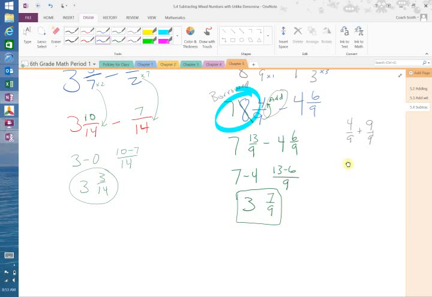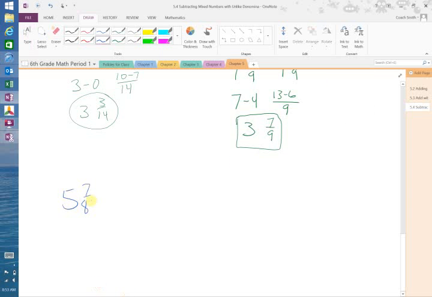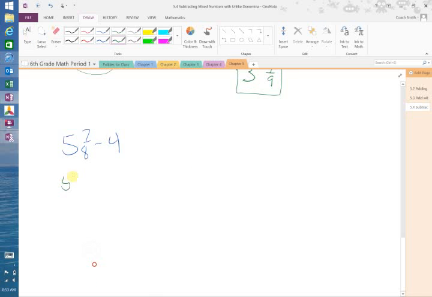This one here, 5 and 7/8 minus 4. Okay, that was an easy one. That one you just simply subtract 5 minus 4 and put your 7/8. So that would be 1 and 7/8. Where it's a little bit different is when you have this. 3 minus 1 and 5/7. Okay? 3 minus 1 and 5/7.